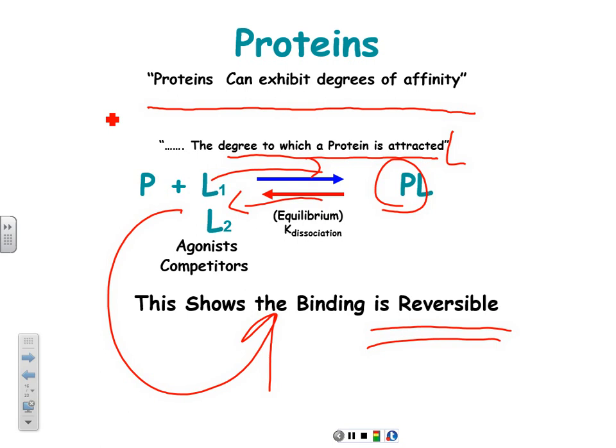So far, what do we know about proteins? Proteins are specific. Proteins exhibit specificity. Proteins exhibit affinity. And proteins can also work in a reversible way. Not only can they bind with a ligand, but they can also unbind from a ligand as well. All right.